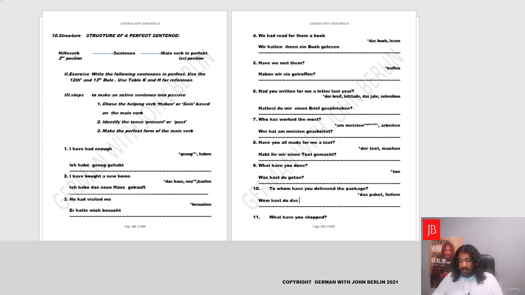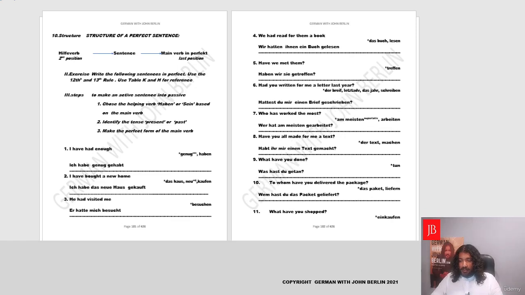What, das Paket, Akkusativ, den, die, das. The verb is to deliver, liefern, with a ge, geliefert. Yes. Wem hast du das Paket geliefert? Fantastic.